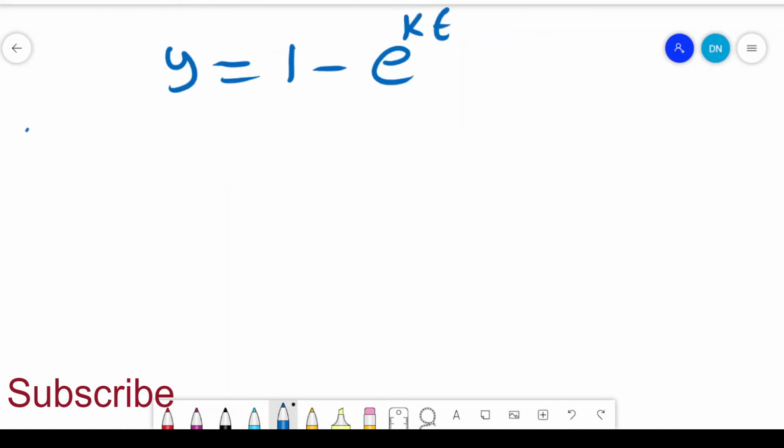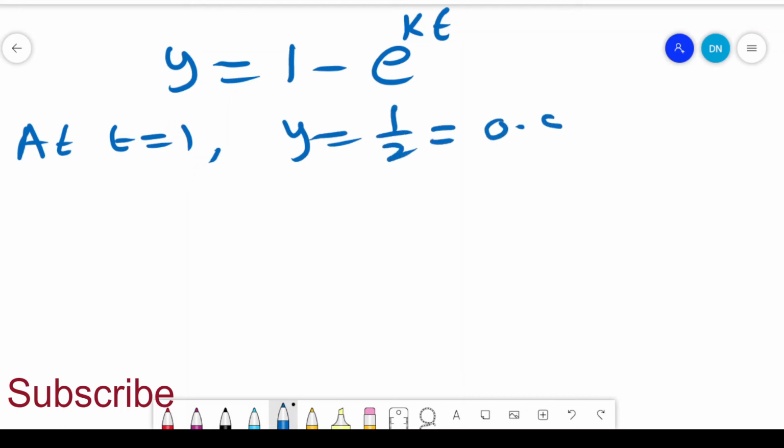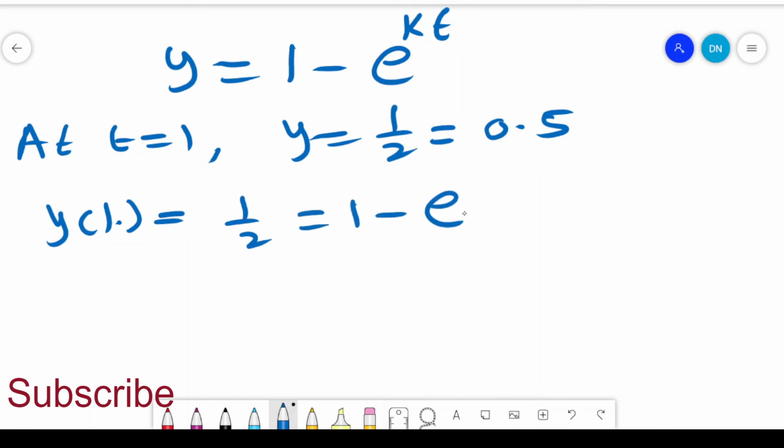So we want to proceed. We want to look at t equal to 1. We are told that half of the population have heard about the product. So what are we saying? We are saying that y(1), which is equal to a half, will be equal to 1 minus e raised to the power 1 times k. And therefore, we want to find the value of k.